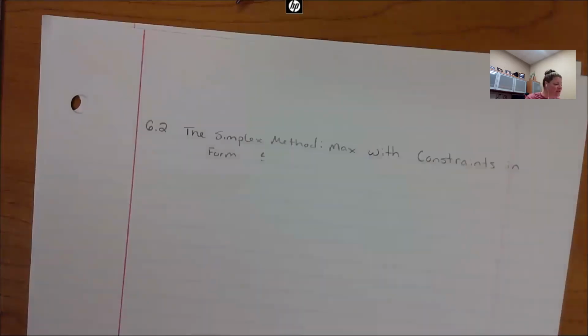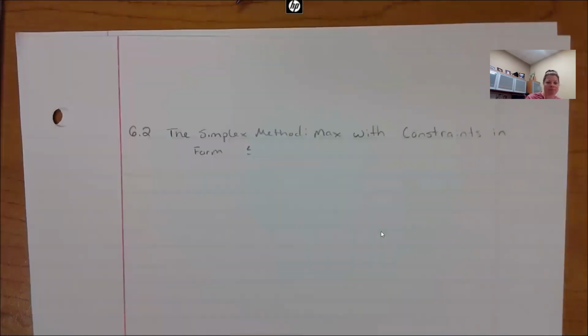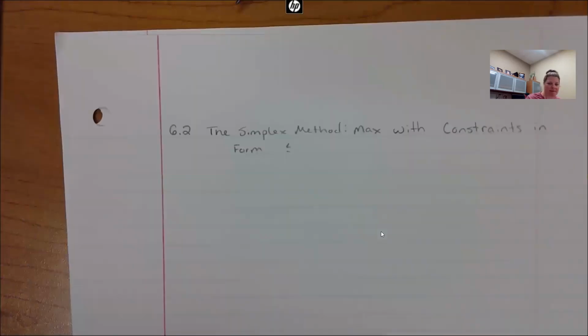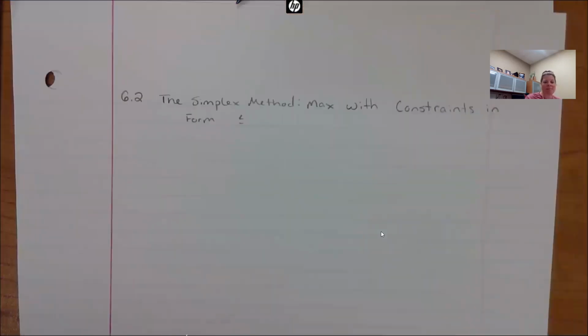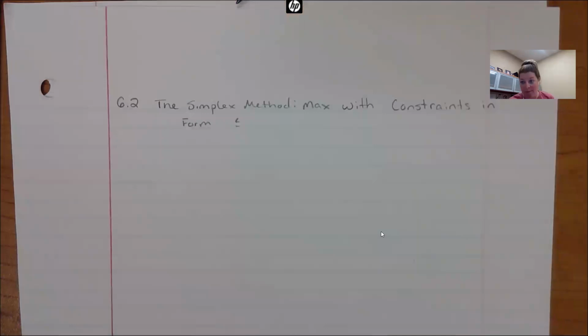The first simplex method that we're going to learn is going to be a maximum in the form less than. That's important because we have a different method for every type of problem. So a minimize is a different method. And if we mix up our constraints, greater than, less than, then we again have another method.